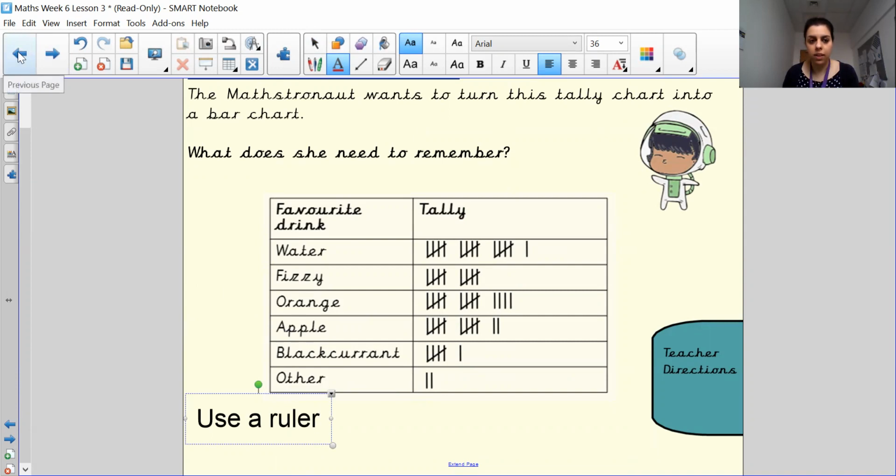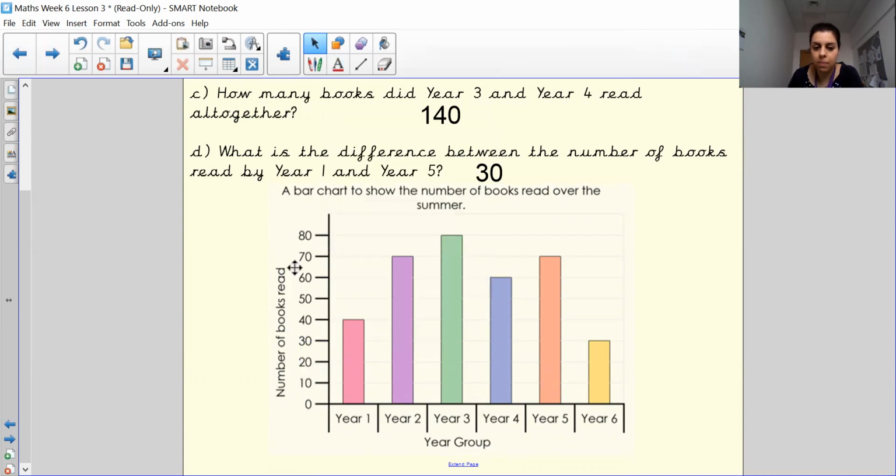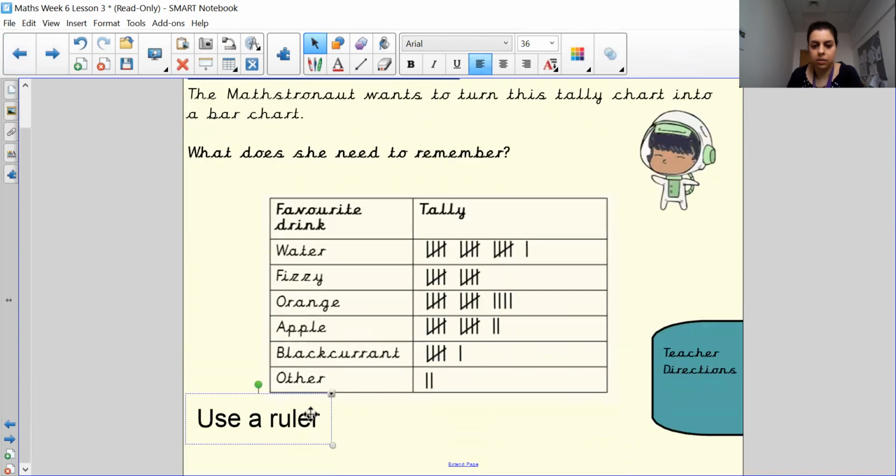Okay. Another thing she needs to remember is she has to label her axes. So this y-axis here, this long line down here, is titled number of books read. And my x-axis across here is the year group. And if you don't label those, you don't know what it could be. For example, if I didn't have this section here, I might think this could be how many brothers or sisters they have, or how many cars they have at home. You've got to label it to make sure the person who's reading the information knows what it's about. So my next thing on my list is going to be label the axes. That's what it's called. The lines going across and down are the axes.